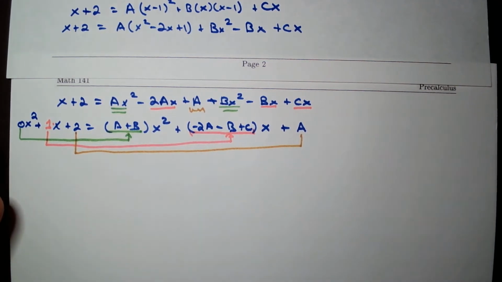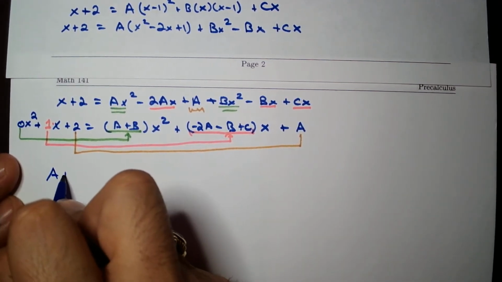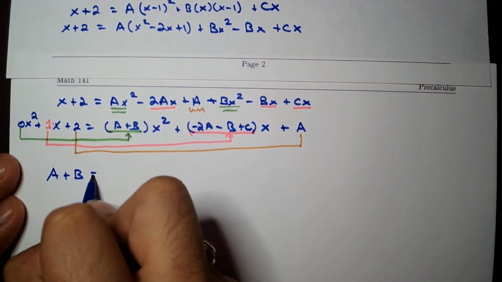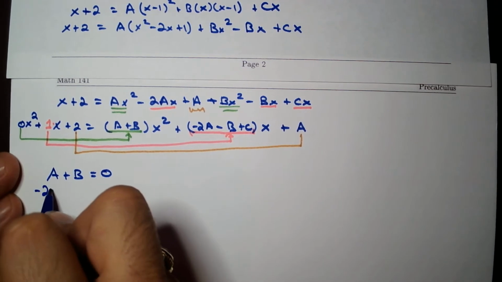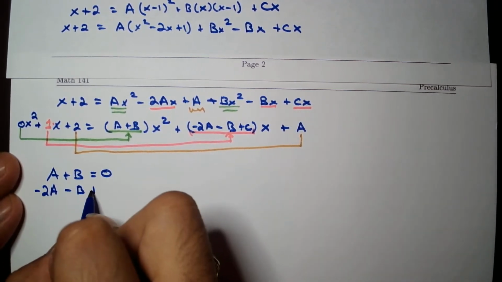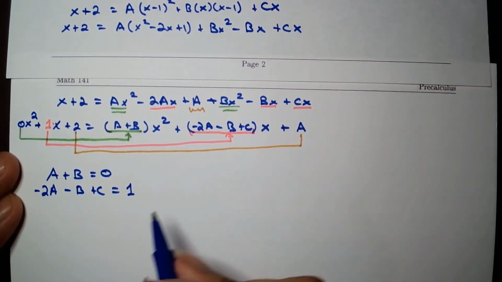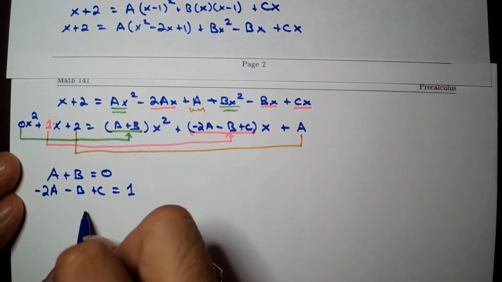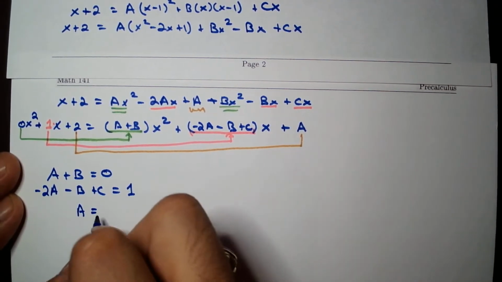Well, how is that system going to look? Well, a plus b equals 0. Negative 2a minus b plus c equals what coefficient? 1. And last but not least, a equals 1. A equals 2, rather.